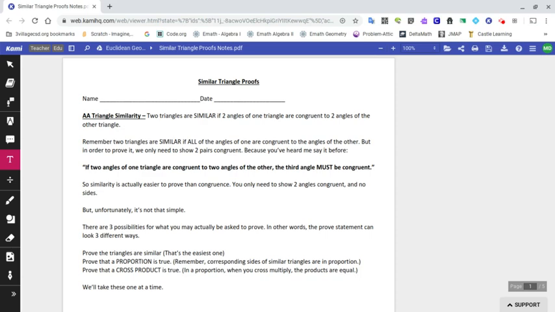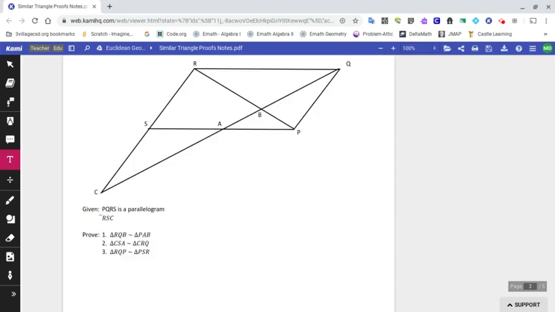So we're going to take these one at a time. I have this diagram. It's kind of a complex looking diagram, but you'll notice the first given, PQRS, is a parallelogram. Now tomorrow I'm going to be talking about proofs where you're given that it's a parallelogram, so this is just kind of a preview of that. We're going to talk a little bit more about that tomorrow, but also RSC is a straight line. So that's the other given.